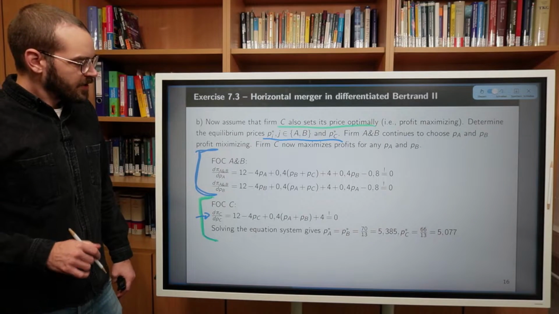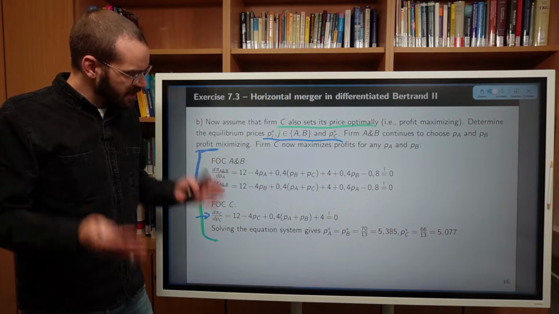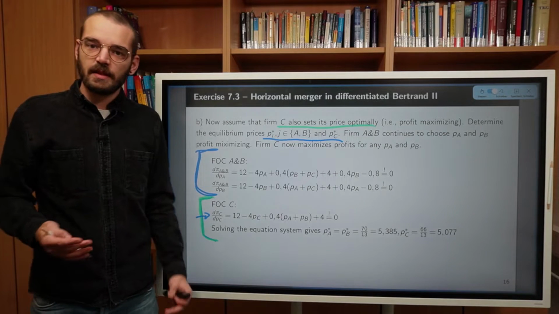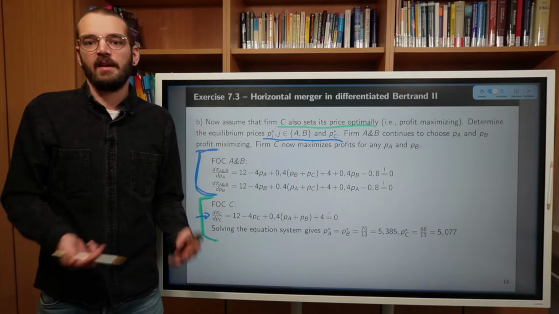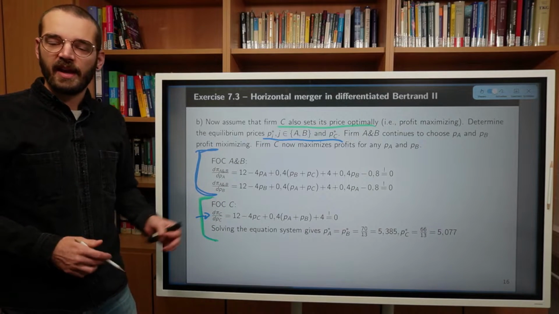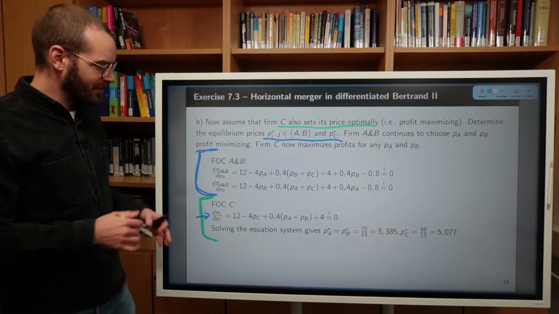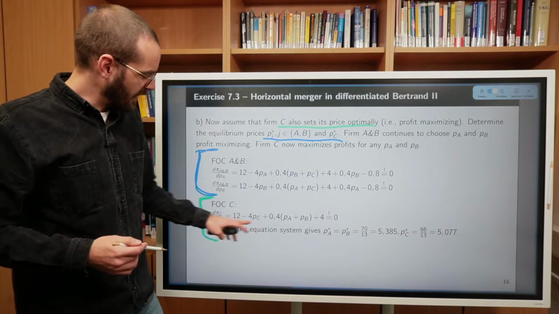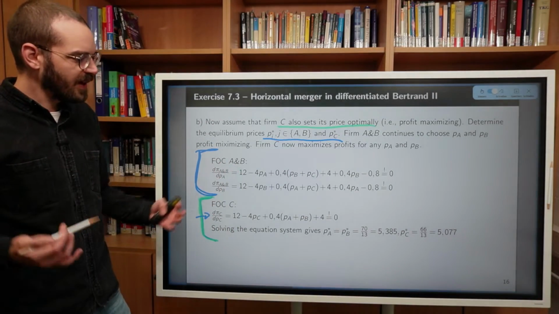So the derivative of pi C with respect to PC. Okay, so now we are faced with an equation system consisting of 3 equations and 3 parameters. And honestly, we don't care how you want to solve this, but you can solve it. You can, for example, solve one first order condition for one price and then substitute into the other.